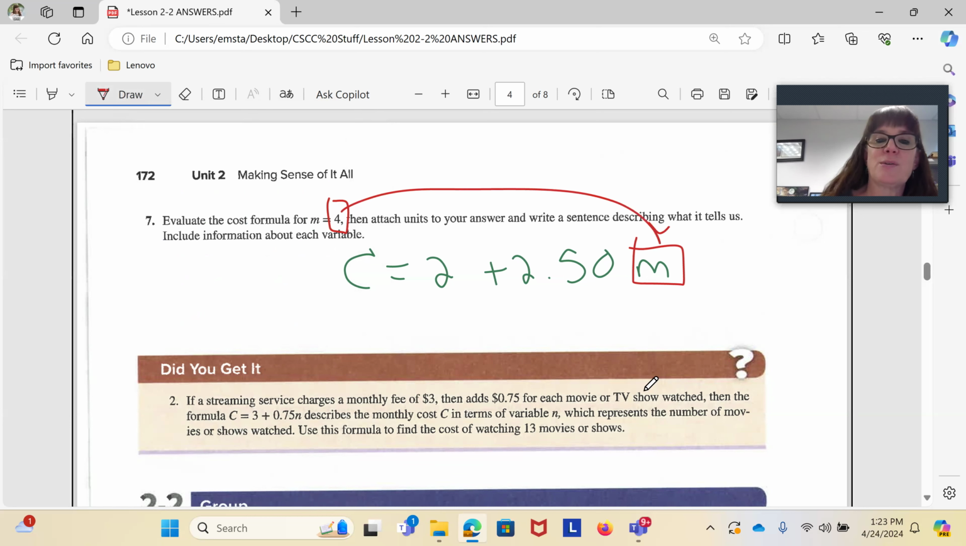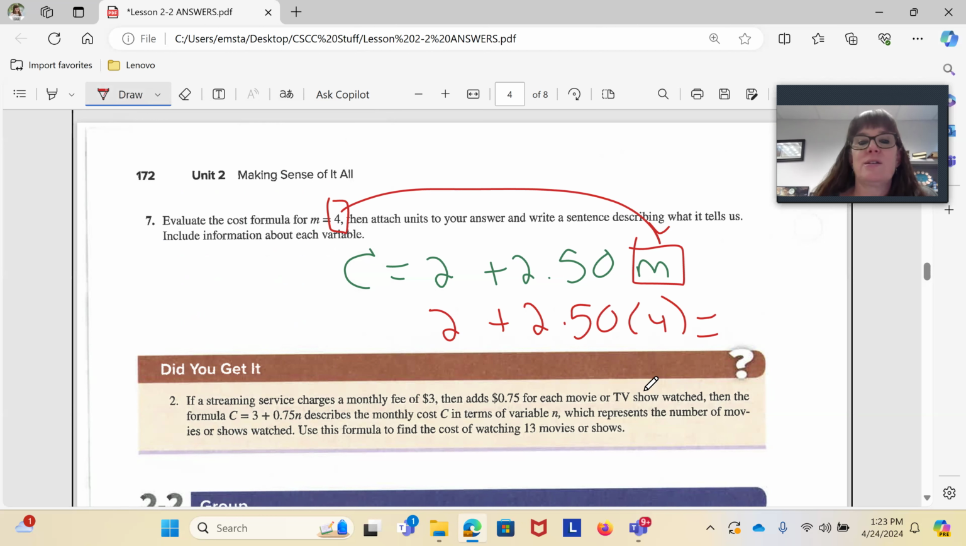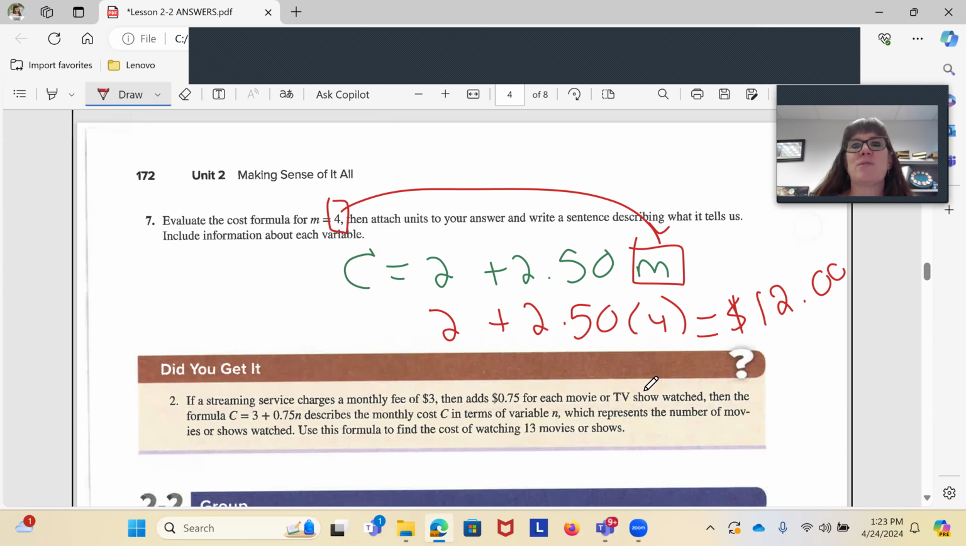And you'll rewrite the cost equation: 2 plus 2.50 times 4. Now you can throw that in your calculator. 2 plus 2.50 times 4, and you should get that a 4-mile taxi ride will cost us $12. So you will continue to work with some formulas, equations, and expressions in your group work, and then we'll continue working with algebra throughout the semester.